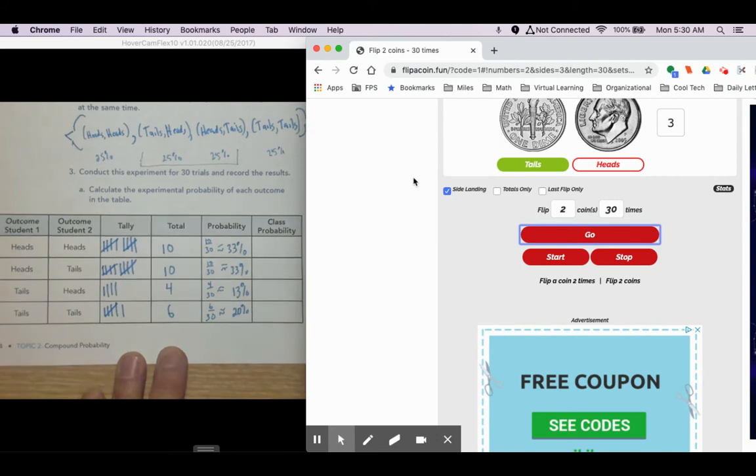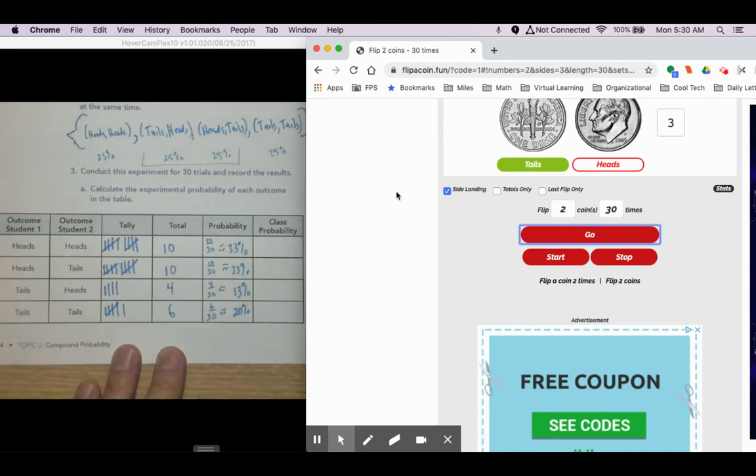All right. And so now there's a class probability, because what we would do is we would get together and do a whole bunch of groups. And so I'm going to pause this. I'm going to do a couple more groups to add to our results here. Okay.